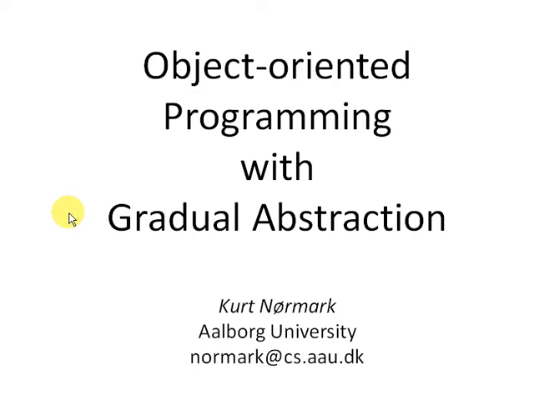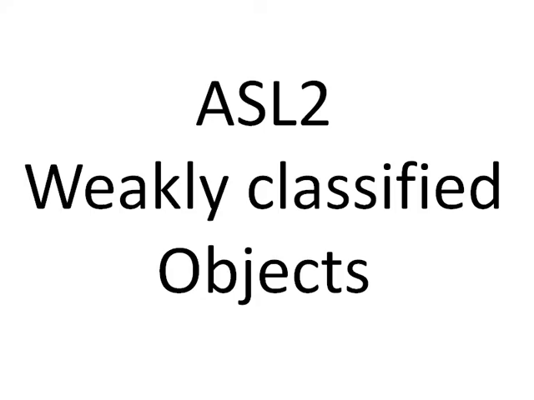This is the second video about object-oriented programming with Gradual Abstraction in an experimental programming language called ASL2. Again, I recommend that you read the accompanying paper with this title. In the previous video, we illustrated ASL2 non-classified objects. In this video, we will proceed on the abstraction chain to weakly classified objects.